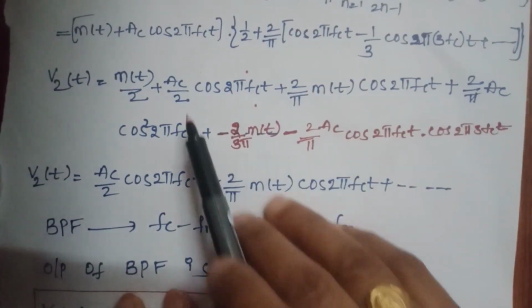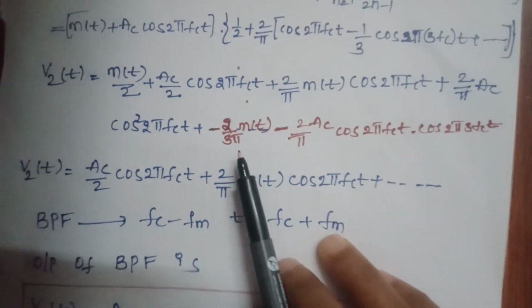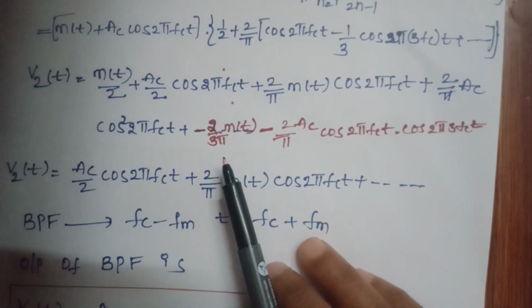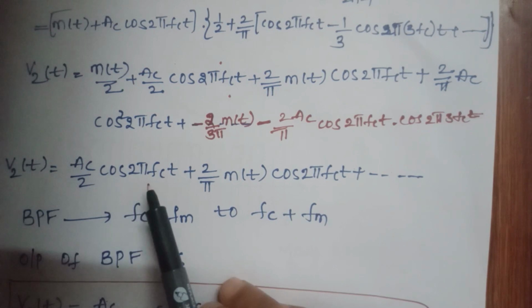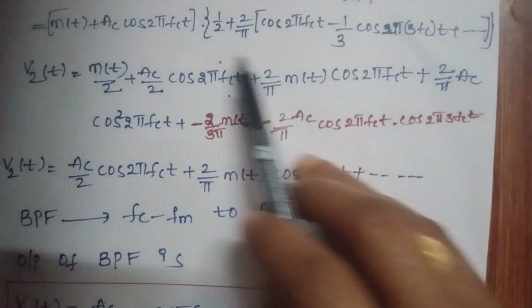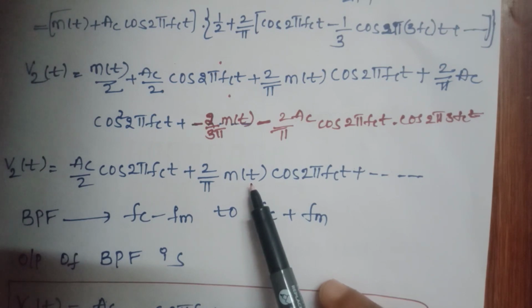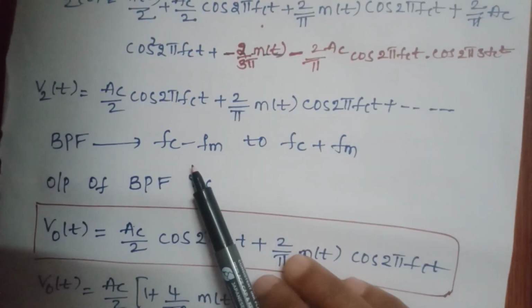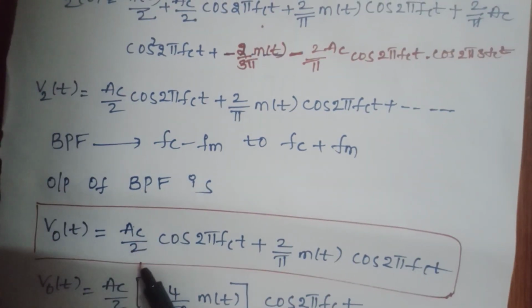Then we pass this signal V2 of t through the band pass filter. The band pass filter is tuned for fc minus fm to fc plus fm. So V2 of t becomes Ac by 2 cos 2 pi fct plus 2 by pi m of t cos 2 pi fct. The remaining terms are rejected by the band pass filter; these two terms are allowed. The output of the band pass filter we represent as V naught of t, equal to Ac by 2 cos 2 pi fct plus 2 by pi m of t cos 2 pi fct.